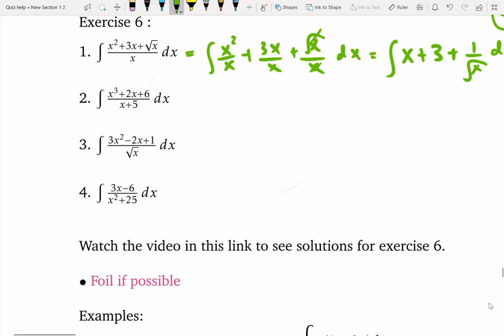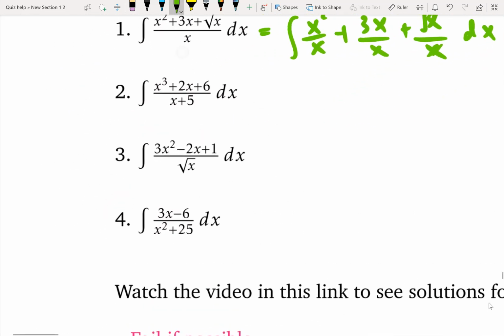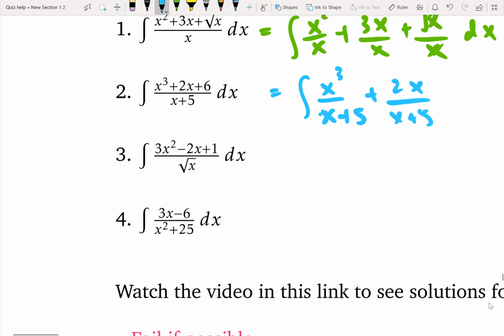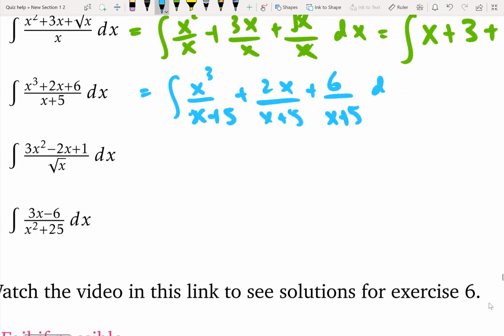Now question 2 looks different because we have 2 terms, but still give it a try. If you give it a try, you get x cube over x plus 5 plus 2x over x plus 5 plus 6 over x plus 5. So can you integrate this one now? Did it simplify your integral? No, right? I don't know yet how to integrate x cube over x plus 5. At least we don't have a rule yet because of that x cube.